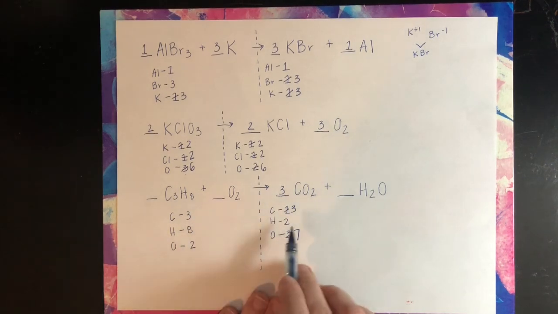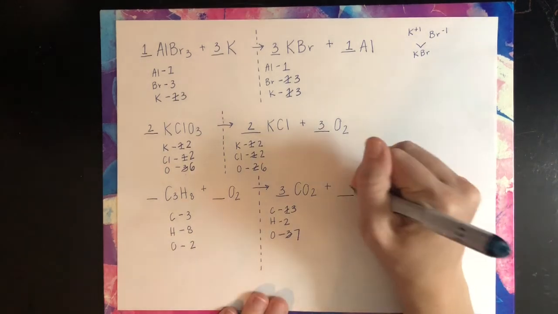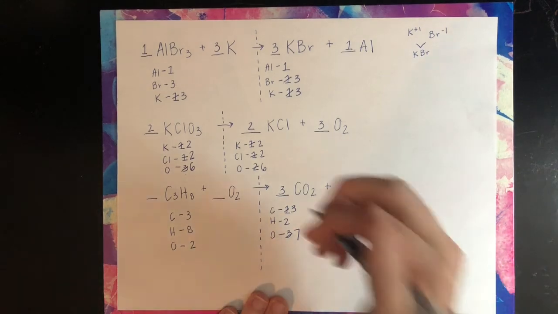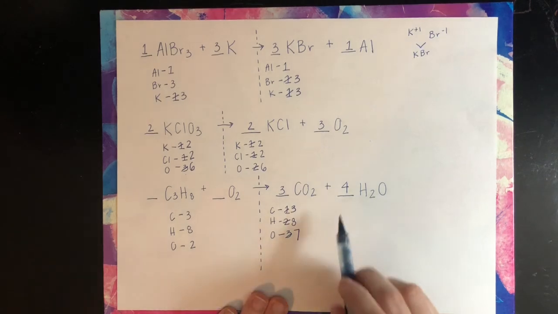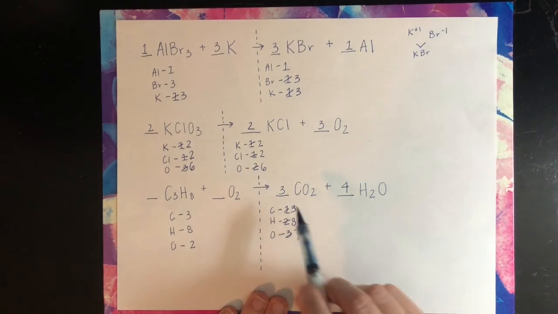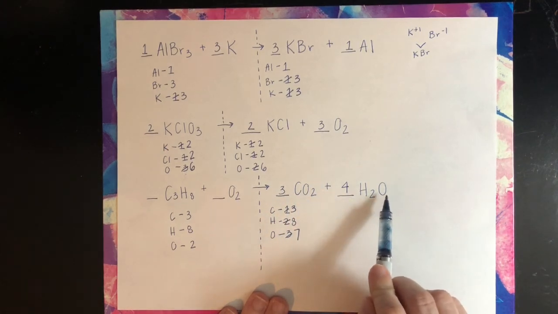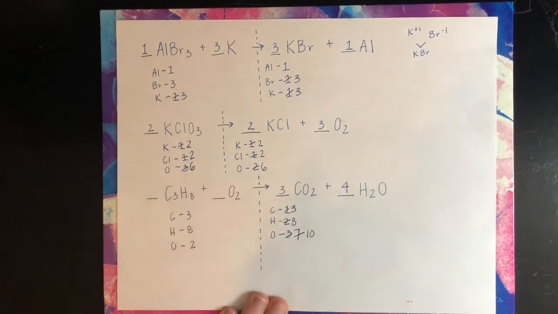Next thing, my carbons are balanced, so now I'm going to go to hydrogen and try to balance out hydrogen. On the left, I have 8 hydrogens. On the right, I only have 2. What should I multiply 2 by in order to have 8? Yes, if you said 4, you are correct. If I put a 4 in front of H2O, I now have 8 hydrogens. But now I need to recount my oxygens because I've now changed them again. So I still have 3 times 2 is 6 over here, but now I have 4 times 1 is 4, so I have 6 plus 4 oxygens, which is 10.